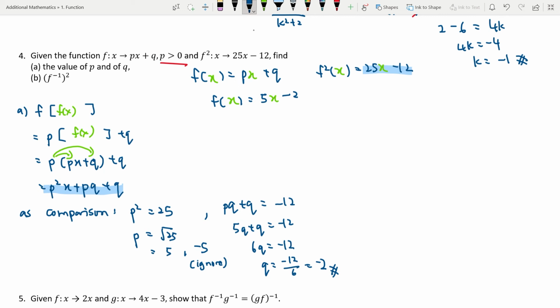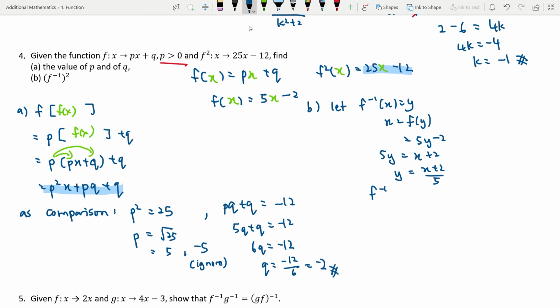B. Find f inverse squared. In order to find f inverse squared, we need to find inverse function of f first. Let f inverse x equal to y, x equal to f(y). Substitute y into the function f, we get 5y minus 2. Make y the subject. So we get y equal to x plus 2 over 5, which means f inverse x equal to x plus 2 over 5.